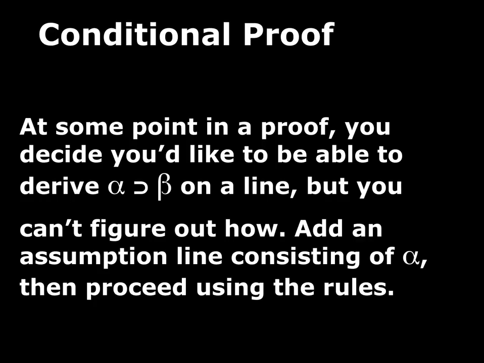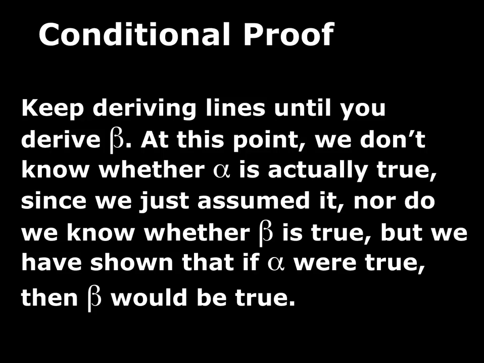Now to walk through the process. At some point, you want to be able to derive the conditional. Maybe sometimes you can derive this conditional with conventional means. You've got rules of inference. You might be able to get the conditional just that way. But suppose you can't figure out how to do it. What you do is you start a subproof. The subproof means this is the part of the proof that is really just kind of pretend. It doesn't really count. And you add an assumption consisting of alpha, the antecedent. Then you proceed using the rules. Now your goal is to derive beta. You want to see if you can get beta once you've pretended that alpha is true.